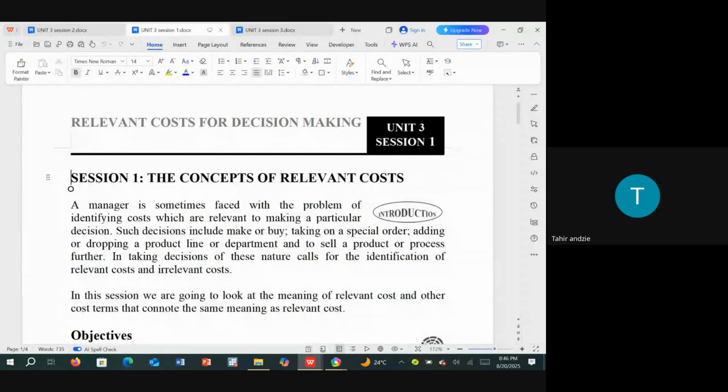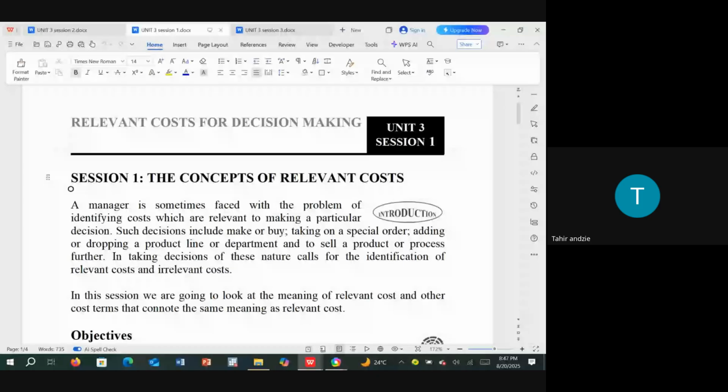So it is important for the management accountant to clearly distinguish between relevant costs and irrelevant costs. How would you define relevant cost? We're saying that relevant cost is the cost that will influence management's decision.